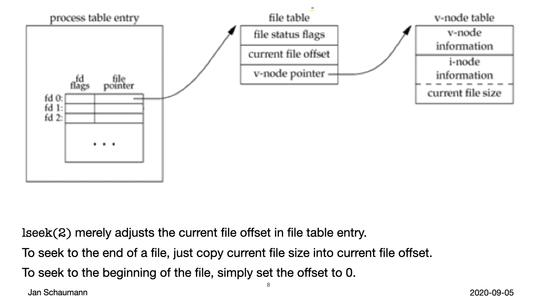Looking at these data structures, we also see how lseek will work. All it does is manipulate the current offset in the file status table. To seek to the end, lseek will copy the current file size into the offset. Done. To seek to the beginning, simply set the current offset to 0. Note also that lseek is entirely independent of the file size. It does not need to go to the disks and actually fetch information from there. Rather, it operates entirely on the meta information.